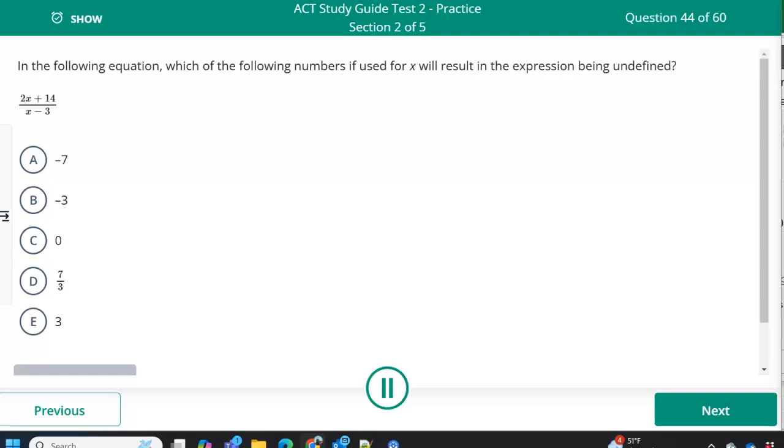In the following equation, which of the following numbers, if used for x, will result in the expression being undefined? Okay, well, that's pretty easy. You can't divide by 0, so you know x can't be 3.